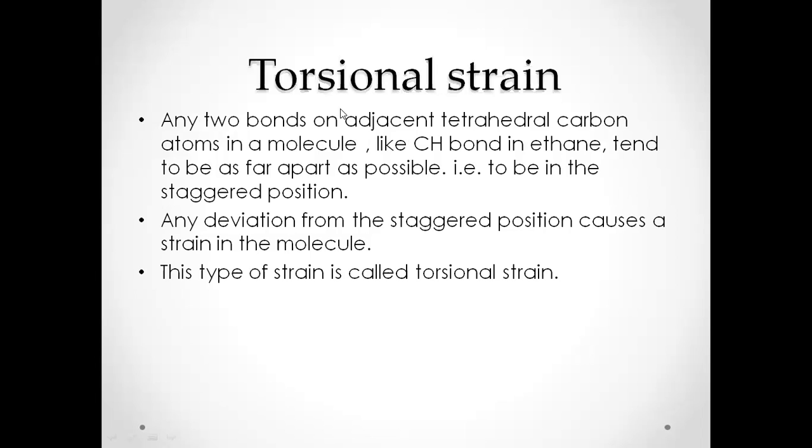Torsional strain. Torsional strain occurs because of the eclipsed hydrogens, or we can say any deviation from the staggered position. Staggered position is the most stable position of any compound. So any deviation from the staggered position will cause strain in the molecule, and this type of strain is regarded as torsional strain.